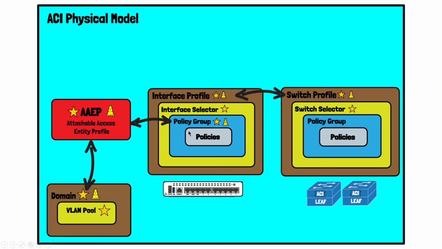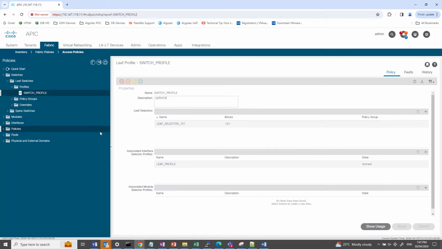Now what we are doing here is selecting interfaces and applying some policies. What kind of policies, you might be thinking? Let me show you what kind of policies I'm talking about. I'm not talking about the VLANs and all. I'm talking about CDP, LLDP, MACsec, port security, things like that, okay? That are based on the port.